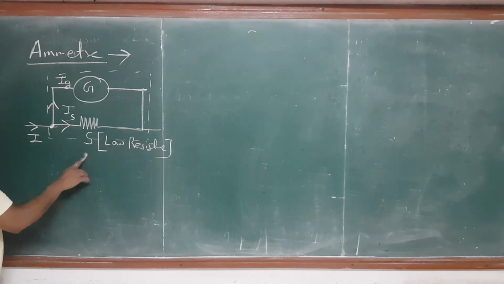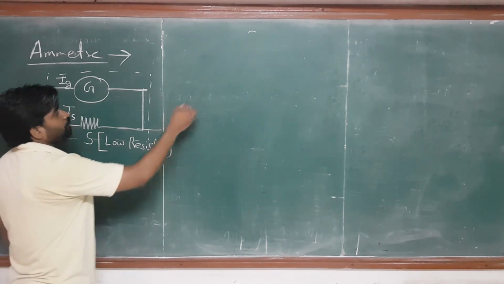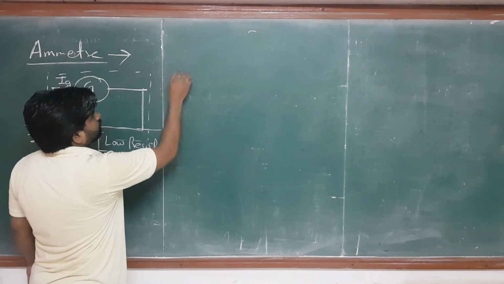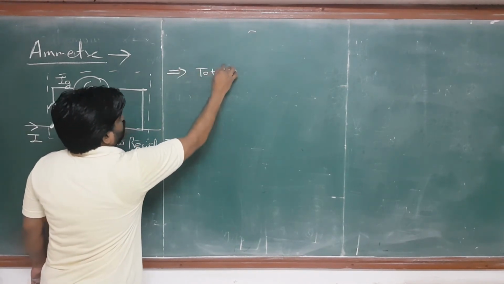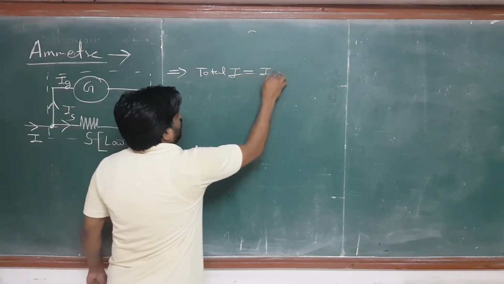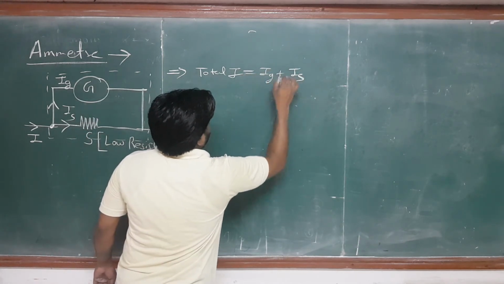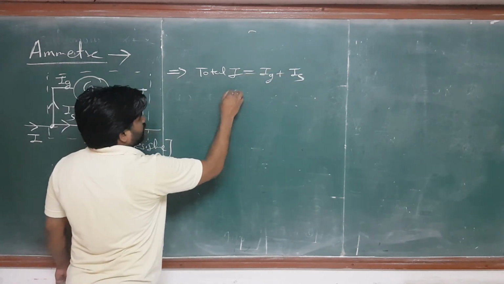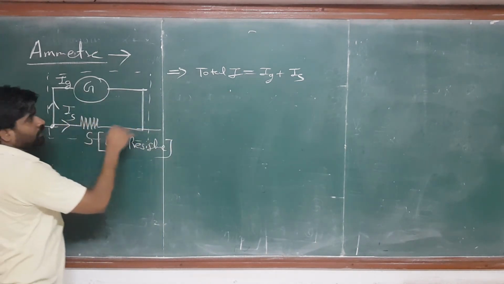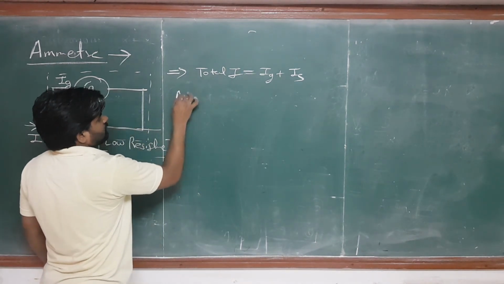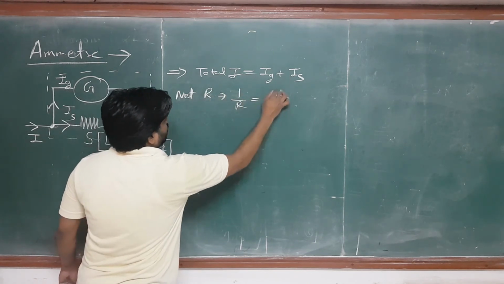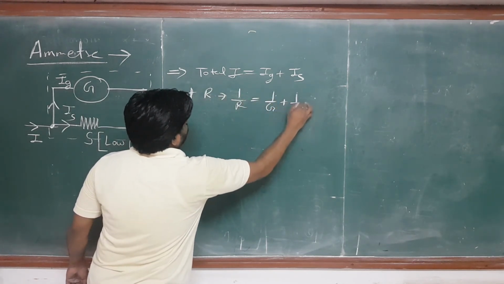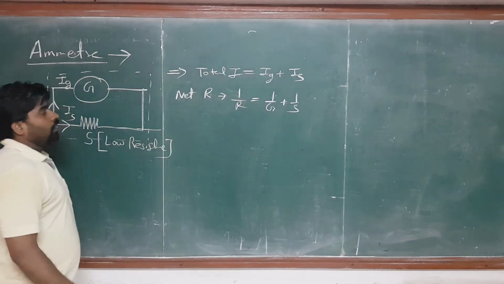Okay, so here you will find many things. We will find the total current. Total current I is equal to what? Ig plus Is. Total effective resistance: because these two are connected parallelly, the net resistance, net R, is equal to 1 by R. In parallel it becomes 1 upon G plus 1 upon S. You can calculate the R.